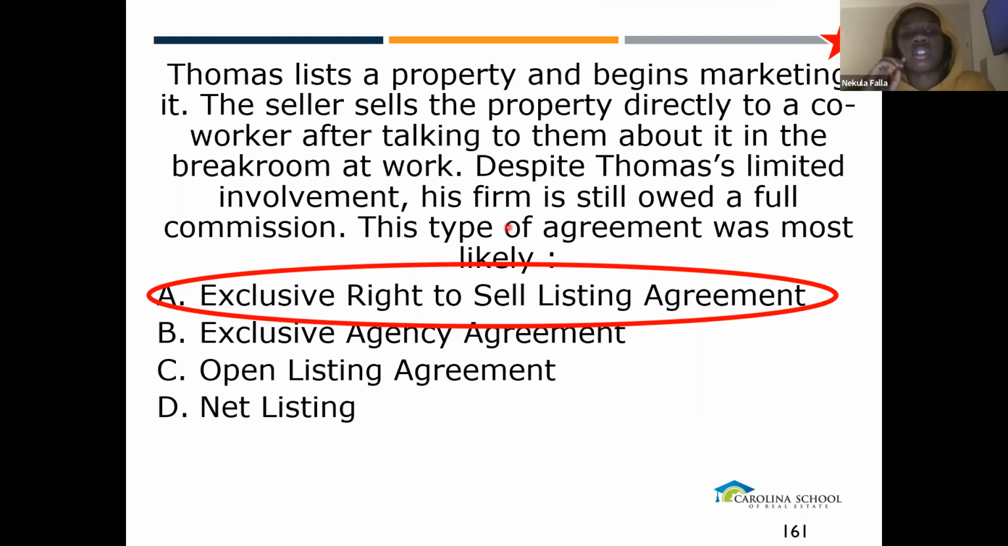And what would be the difference between, what is C? C is the open listing where we have multiple firms. It's non-exclusive, and the only agent that'll get paid is the one that brings the buyer. And if nobody brings the buyer, if the seller sells it in the break room, they don't have to pay anybody. So in that situation for an open listing, who's putting in all the effort and time of creating the MLS entry? All the agents. They're all doing the work.